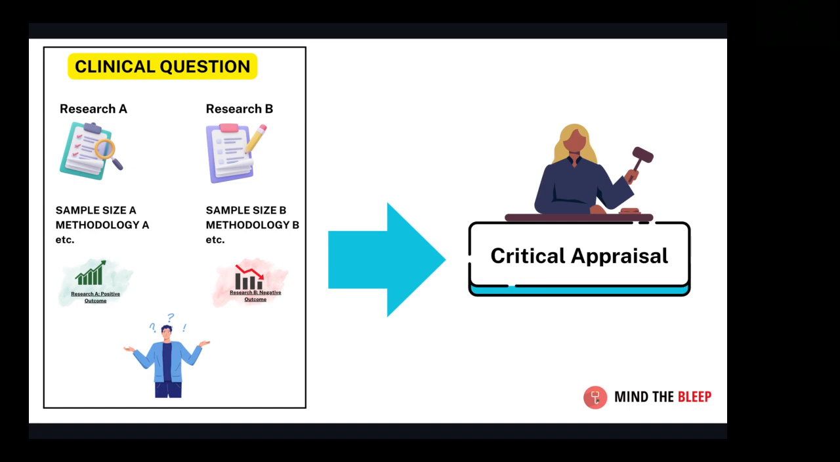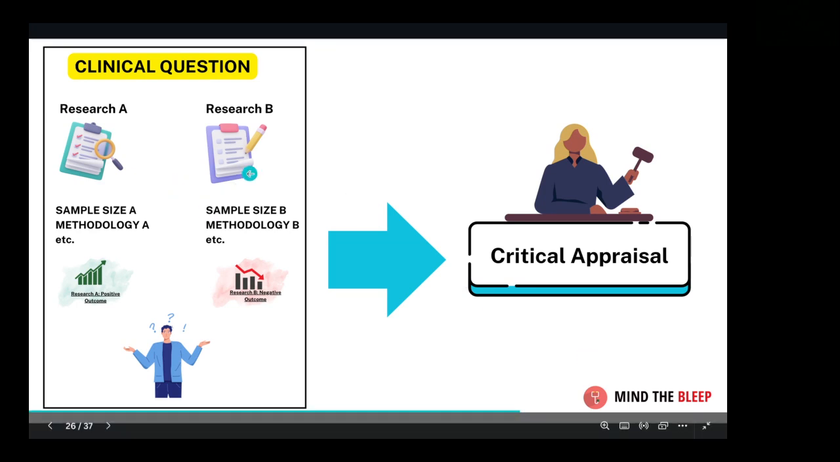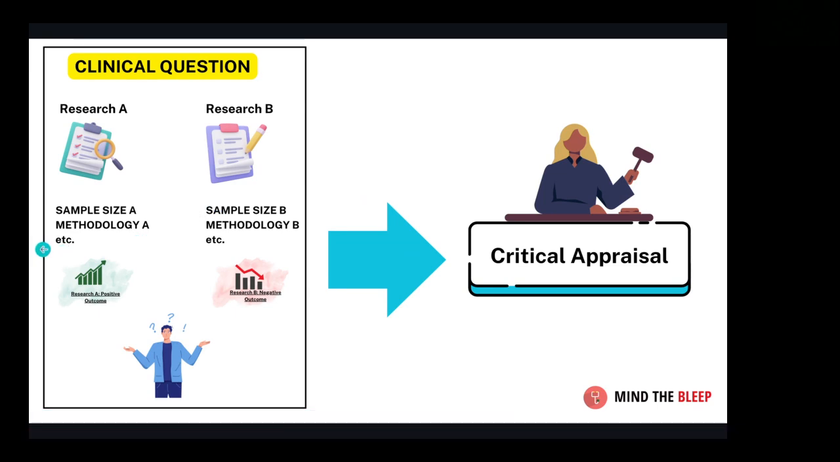So I put a couple of points under Research A and Research B. You can see I've mentioned sample size and methodology, which I've touched on a little bit. The reason it's important to have a large sample size is because it gives more power to the study. And in terms of methodology, if it's not done properly, it can introduce bias by its own means and draw out false conclusions. Right, and I'll cover that in a minute.